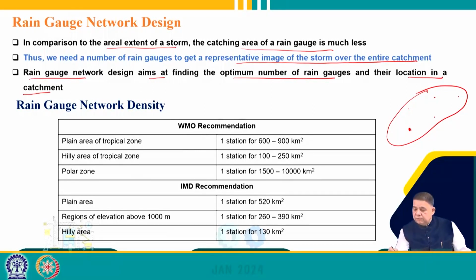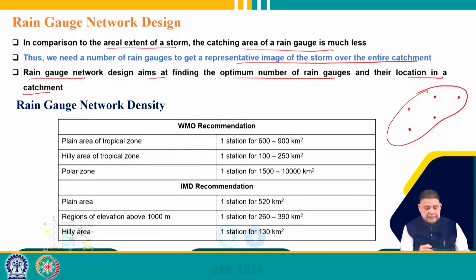If you want representative rainfall data, the mean value, for this particular catchment, then we need to find how many rain gauges should be installed and where they should be installed. That is precisely what we do in rain gauge network design.